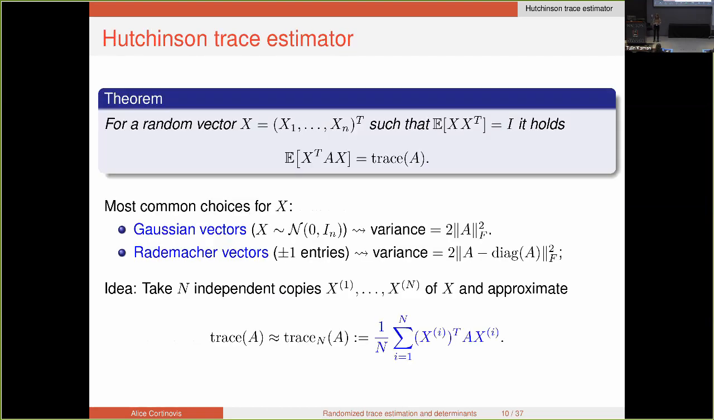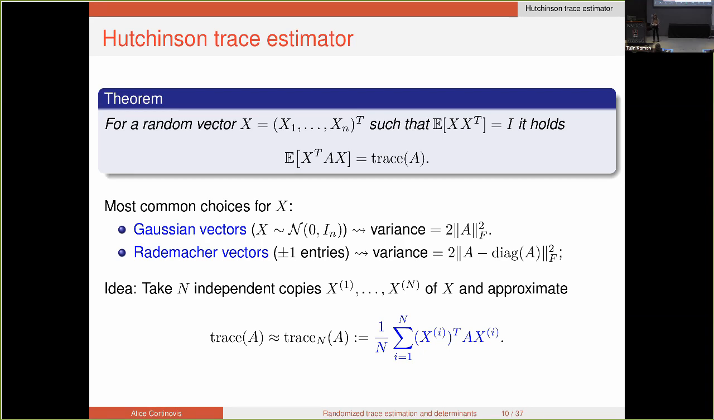Okay, so let's get started with the Hutchinson trace estimator. I recall that A is an n by n matrix, symmetric, indefinite, and we can do exact matrix-vector products with A. I assume everything is exact for now. So the basic fact that we need is that for a random vector X of length n, such that the expected value of X X transpose is the identity, we have that the expected value of X transpose A X is the trace of the matrix A.